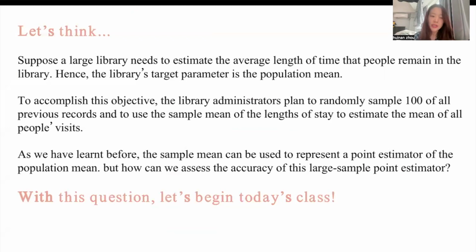To achieve this objective, the library administrators plan to randomly sample 100 of all previous records and to use the sample mean of the length of stay to estimate the mean of all people's visits. So as we have learned before, the sample mean can be used as the point estimator of the population mean. But how can we assess the accuracy of these large sample point estimators? So with this question, let's begin today's class.